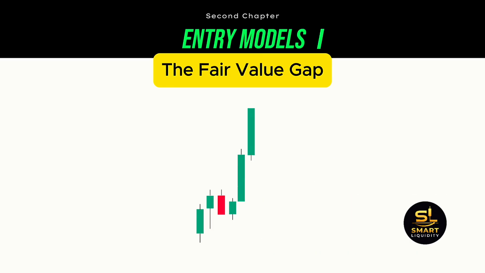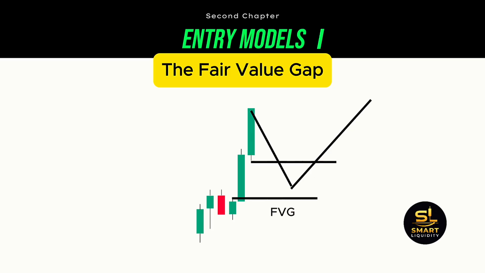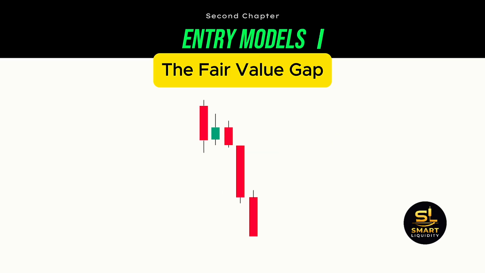Notice how if we mark with a line the high wick of the first candle and the low wick of the third candle, we get a zone. This is the fair value gap in an uptrend scenario. Notice the inefficiency created. And this area can be used as an entry strategy once price comes back down to fill the zone. And now for the downtrend scenario, the rules are similar.